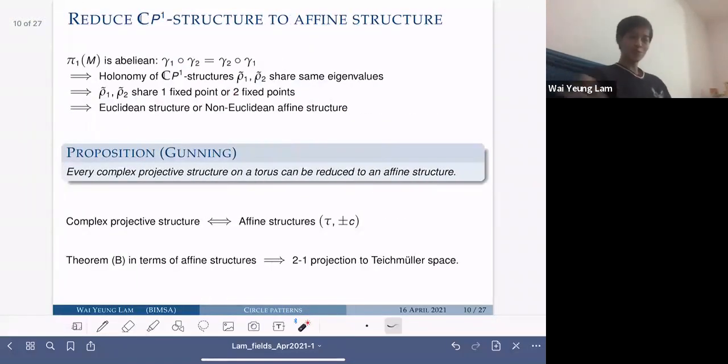Now you might ask why we need this affine structure. The thing is, for the torus we can always reduce a CP1 structure to an affine structure, and it will make everything simpler.